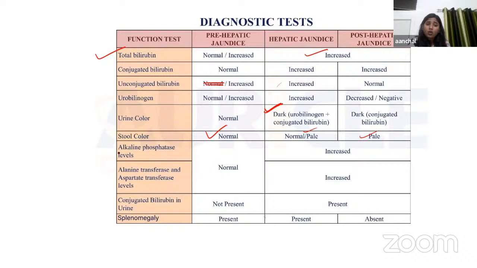Then there are the liver function tests, the liver enzymes. They will be normal for prehepatic, and will be increased in both hepatic as well as post-hepatic, right? Then unconjugated bilirubin in urine is not present because unconjugated is always water insoluble. That's why it cannot appear in urine. And in case of hepatic and post-hepatic, conjugated bilirubin will be present in hepatic and post-hepatic jaundice. Then splenomegaly. Splenomegaly means enlargement of the spleen.